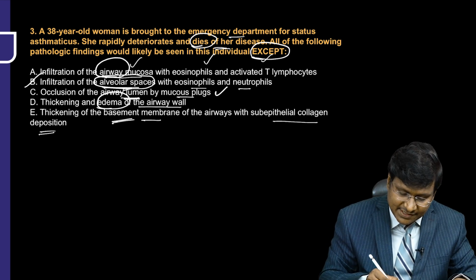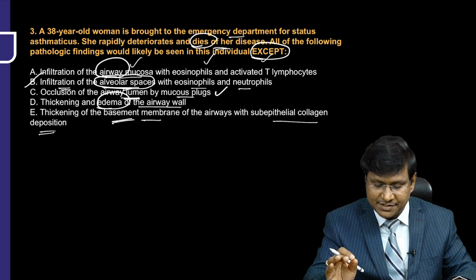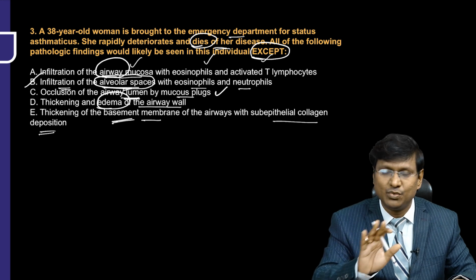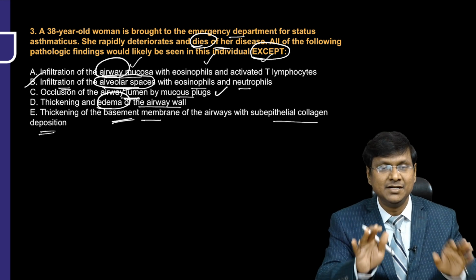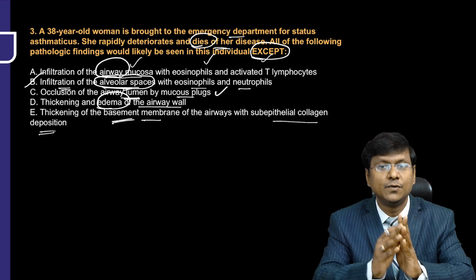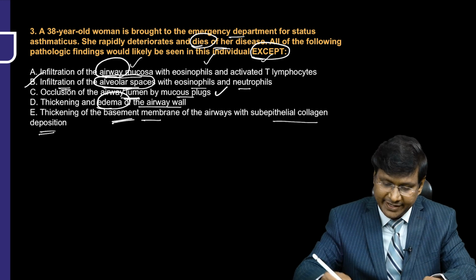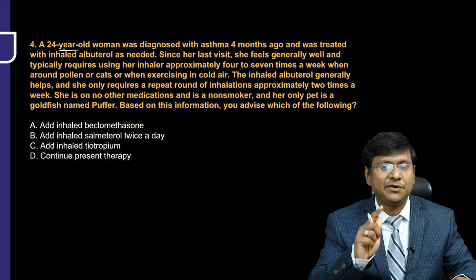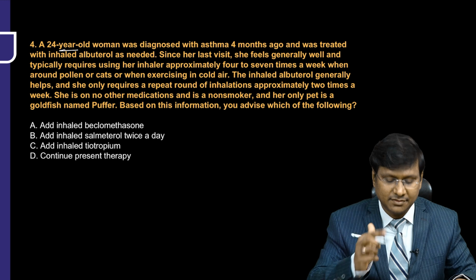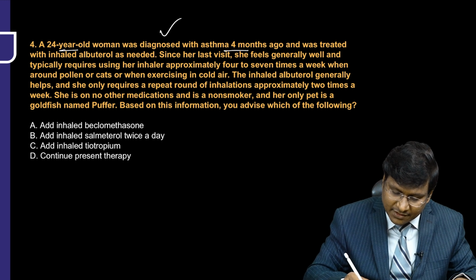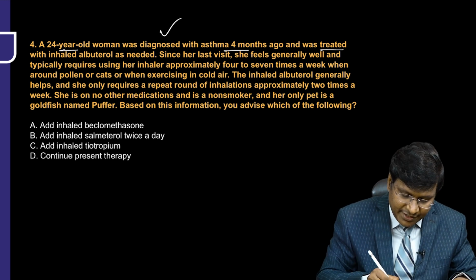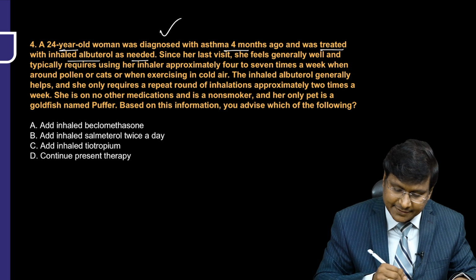Okay, so the answer is that infiltration of the alveolar spaces with eosinophils and neutrophils will not be there in any patient with asthma. The inflammation is confined only to the airway wall, right? Next question. We have a 24-year-old woman. She was diagnosed with asthma 4 months ago and she was treated with inhaled albuterol as needed.